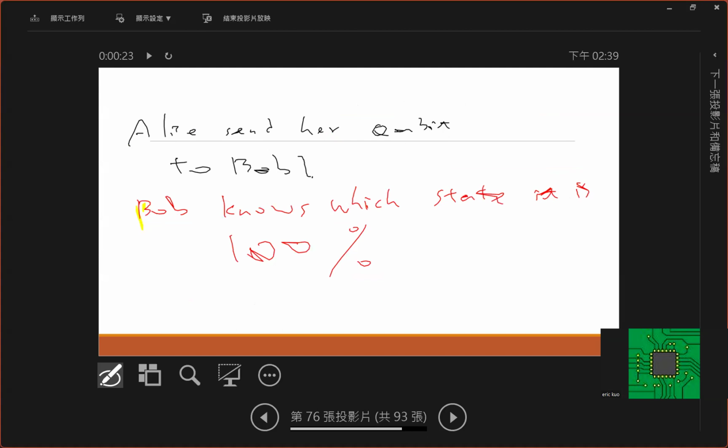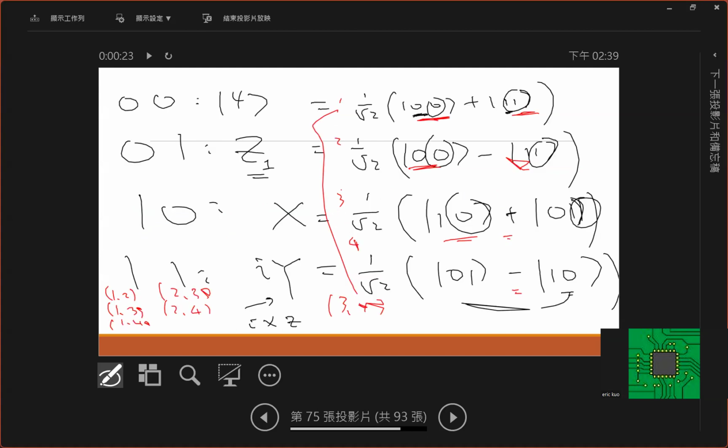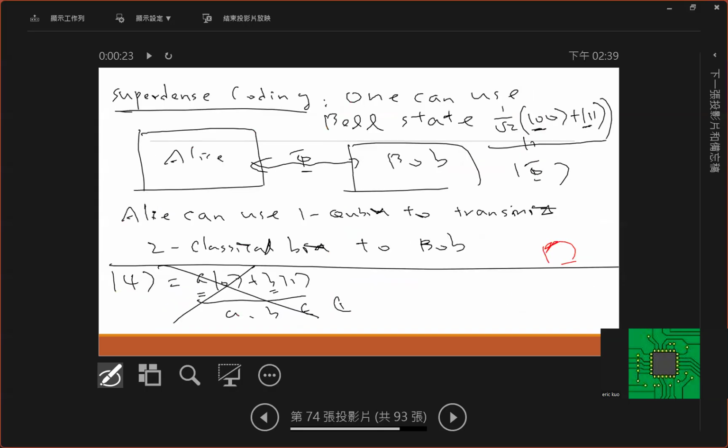And by definition, Alice and Bob get 4 possible outcomes. But by the previous theorem, these 4 states are orthogonal to each other. So Bob can 100% determine which state it is. So Bob will receive 2 bits of information. So this is the result. So we show that Alice can use 1 qubit to transmit 2 classical bits to Bob. Okay.